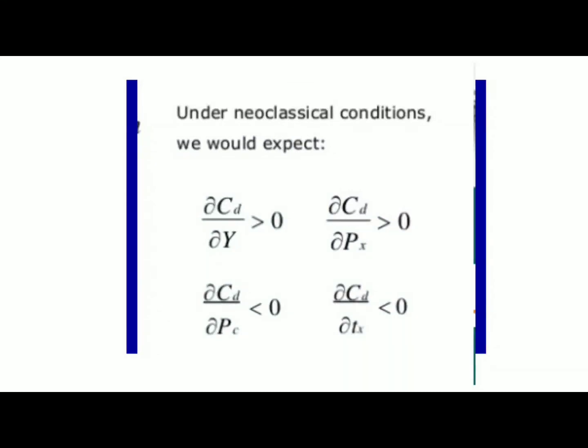Under neoclassical conditions, if we want to think about utility maximization, the higher the household income, the greater the demand for children. When families have the opportunity to raise quality of children rather than quantity of children, they will tend to do so. The higher the net price of children, the lower the quantity demanded.